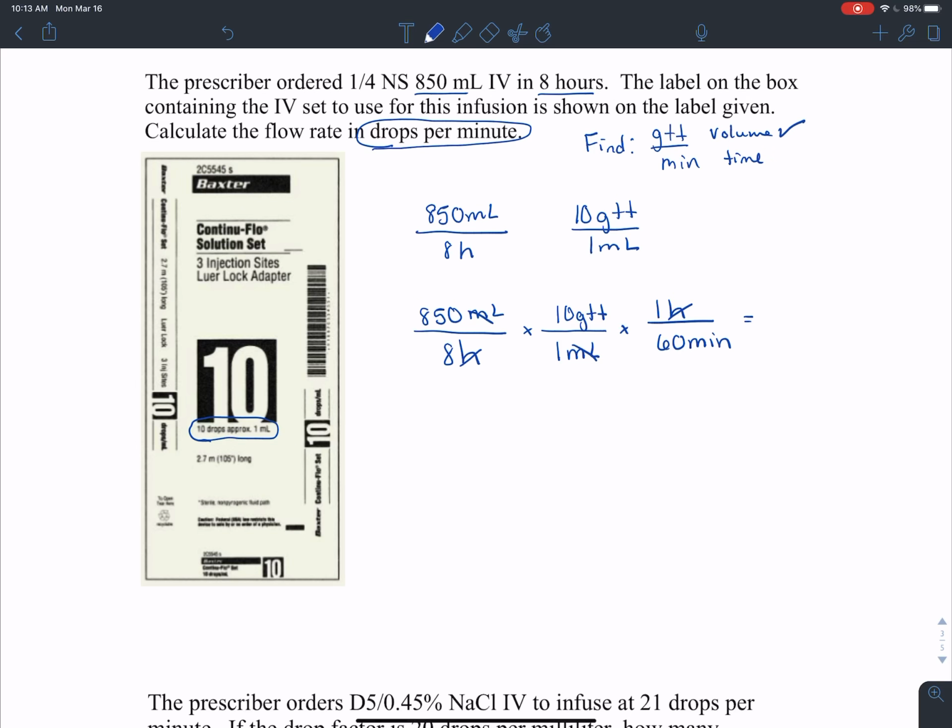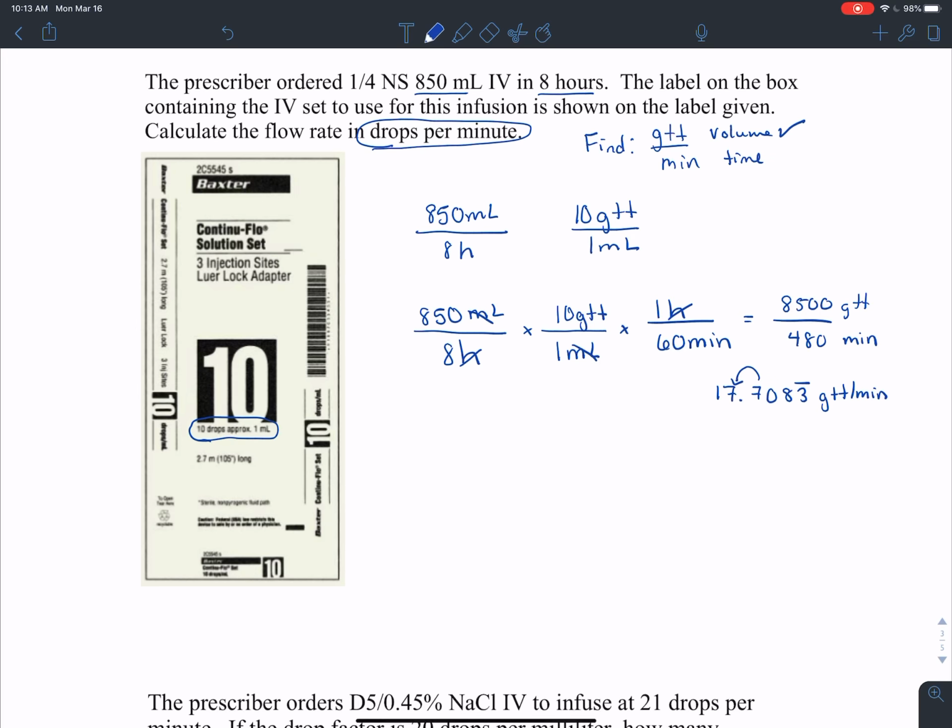When I multiply straight across, that gives me 8,500 over 480 drops per minute. But I know I need to do that division. When I divide them out, that gives me 17.17083 repeating. Now we know with flow rate, drops per minute and milliliters per hour, they need to always be rounded to the nearest whole number.